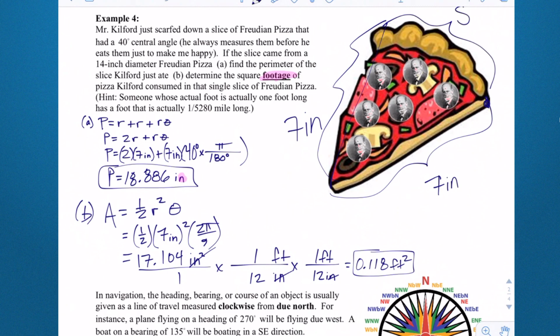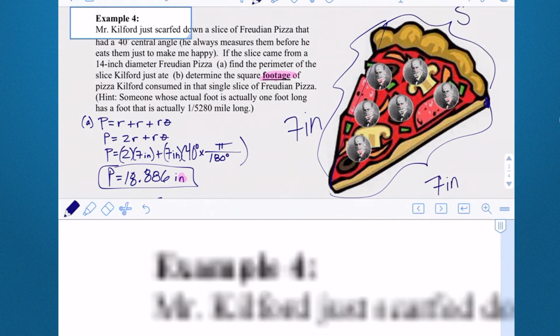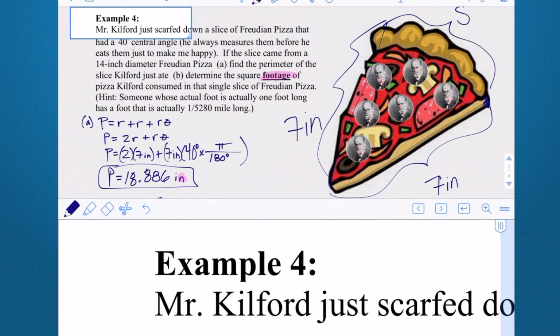All right. So an interesting question, but it deals with arc length, kind of in a novel way, perimeter. Deals with area of a sector in a novel way, pizza. You don't usually think of that. And we'll stop right there because everyone else is gone.